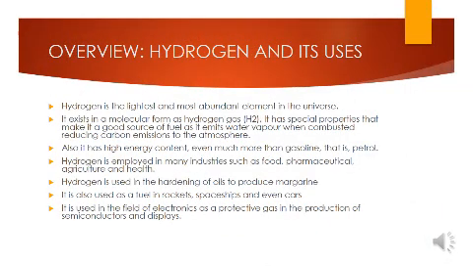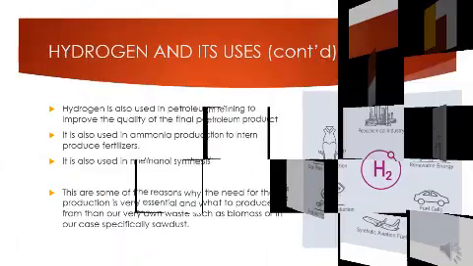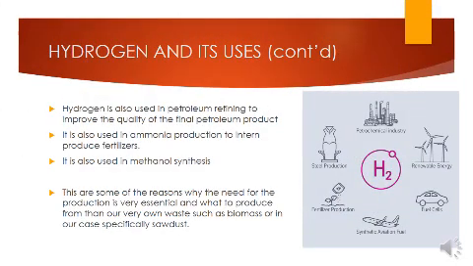Hydrogen and its uses. Hydrogen is the lightest and most abundant element in the universe. It emits water vapor when combusted, reducing carbon emissions to the atmosphere. It's used in hardening of oils to produce margarine and also used as fuels in rockets, spaceships, and even cars. It is also used in ammonia and methanol synthesis.